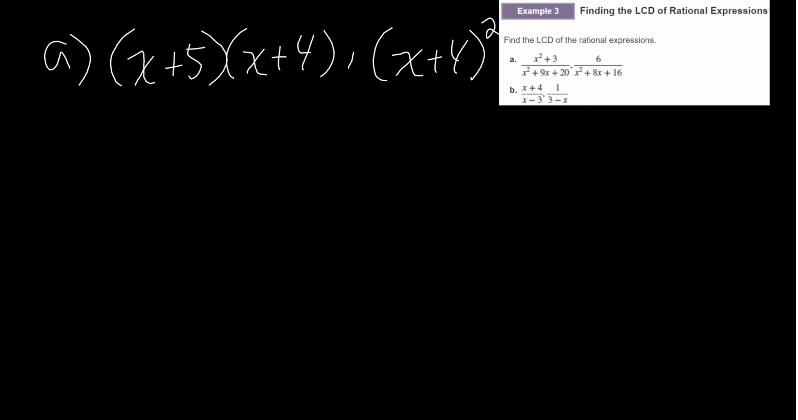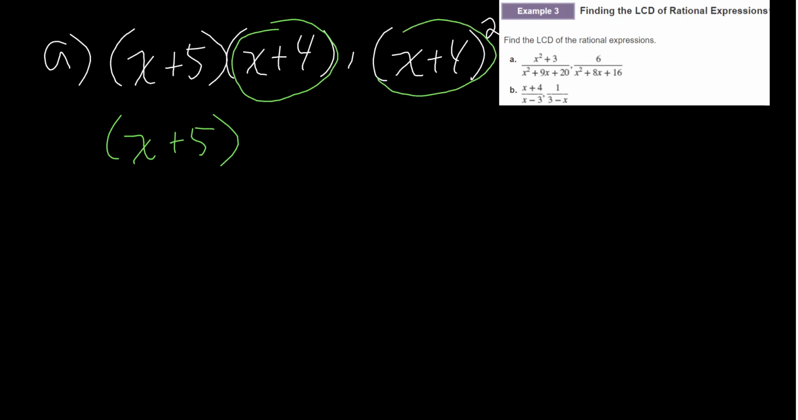All right, so what is my least common denominator? Well, it looks like I have an x plus 5 as one of them. So x plus 5 is definitely one of them. And then for the next one, I have an x plus 4 and x plus 4 squared. Those factors are the same, so what I'm looking for is the highest power of it. So squared is going to be my highest power.